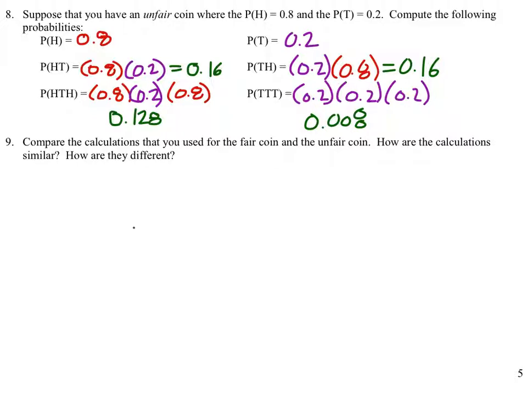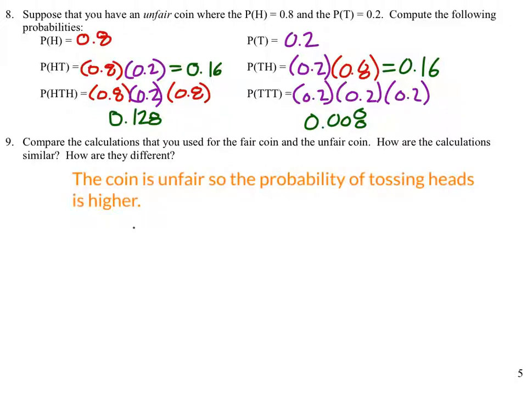Compare the calculations that you used for the fair coin and the unfair coin. How are the calculations similar and how are they different? Good question. It's still a heads tails thing, which is kind of the similarity, but now the probabilities are different because one coin is fair while the other is not fair.